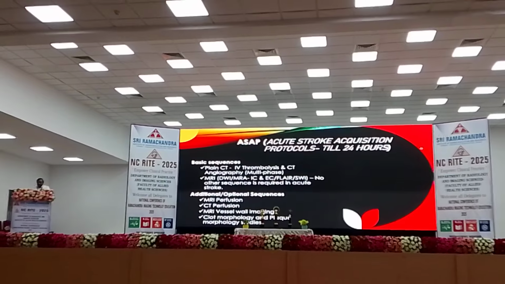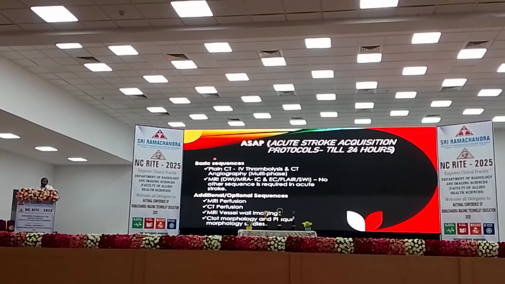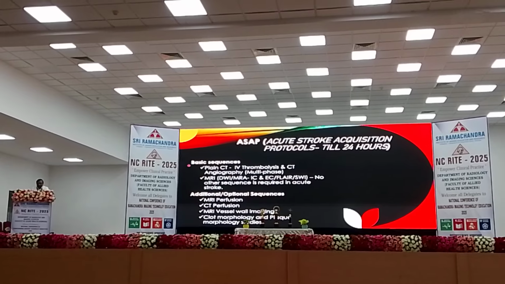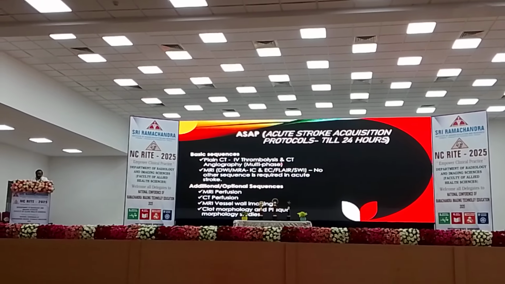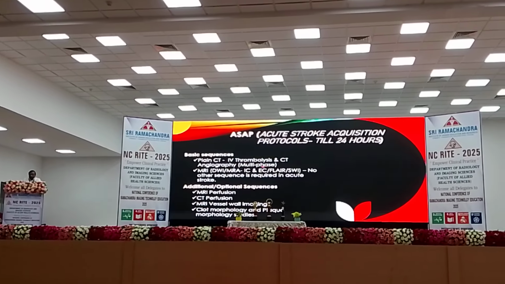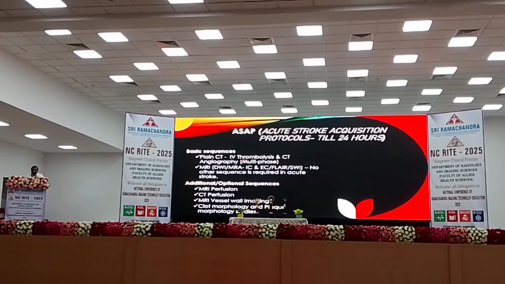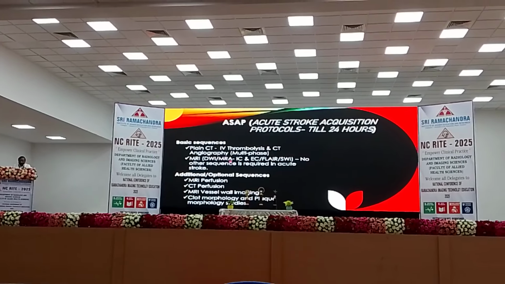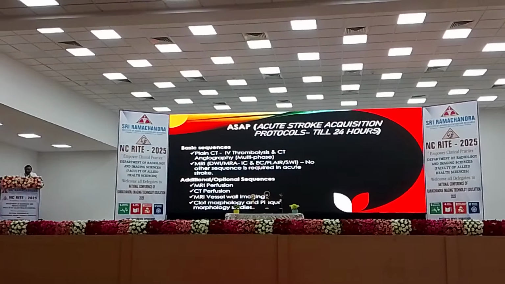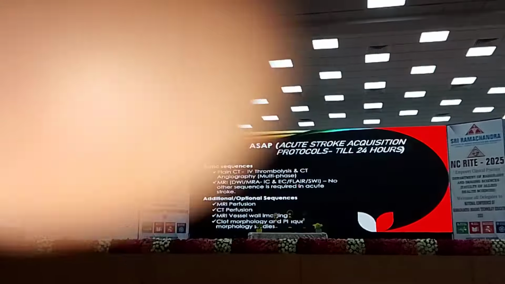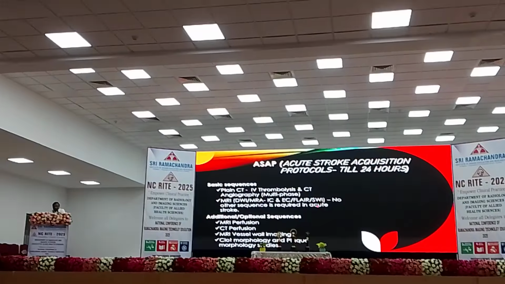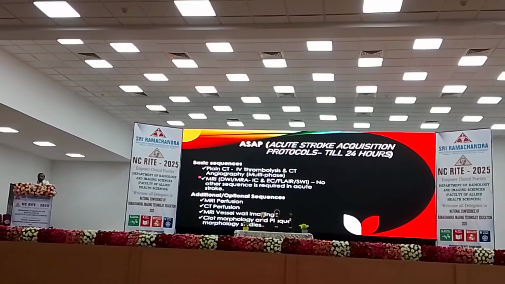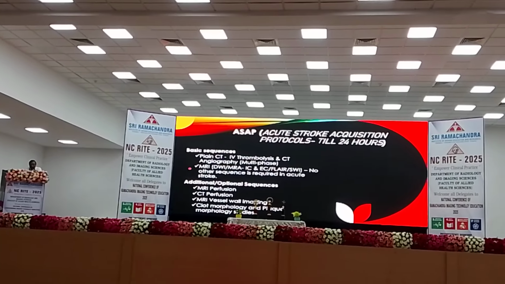This is the stroke protocol. When the patient comes within 24 hours, the basic plain CT is done, and CT angiography is done after IV thrombolysis. In MR we do diffusion, MRA intracranial and extracranial, FLAIR sequence, and SWI. No other sequences are required at that particular stage to rule out acute stroke alone.